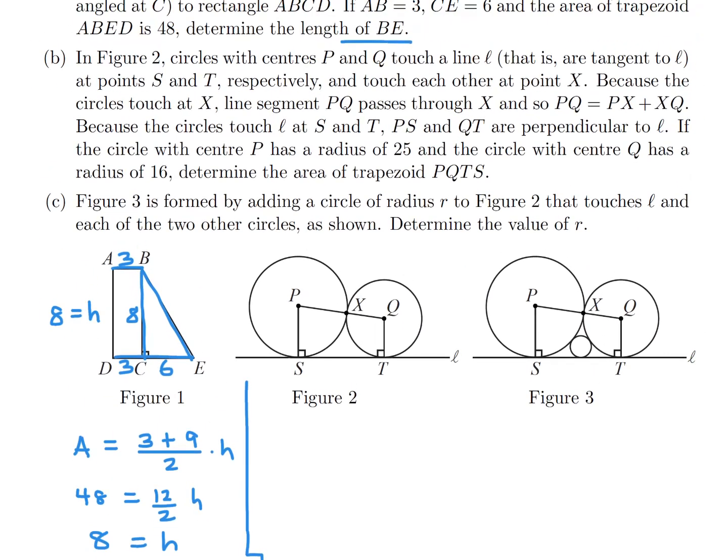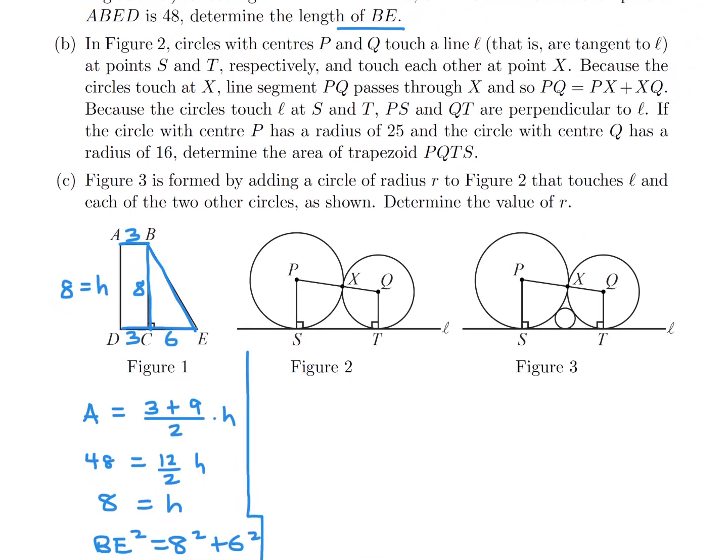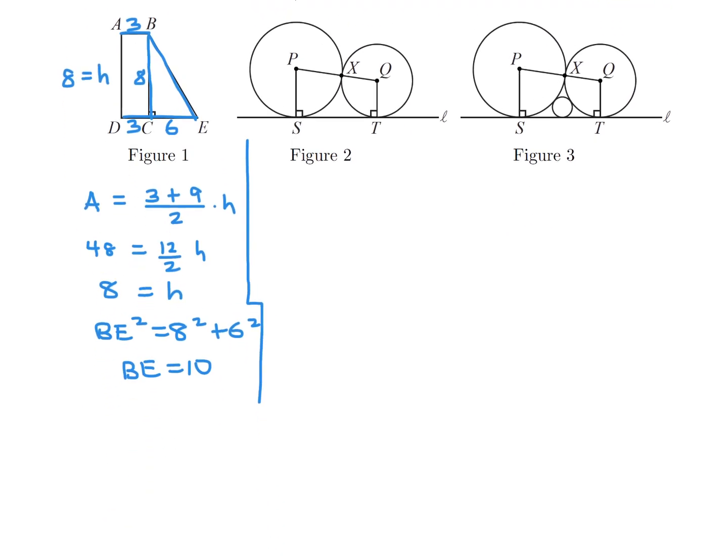Part B. In figure 2, circles with centers P and Q touch a line L at points S and T. Together they touch at X. Because the circle touches at X, the line PQ passes through X, so that PQ is equal to PX plus XQ. Because the circles touch L at S and T, PS and QT are perpendicular to L. If the circle with center P has radius 25 and the circle with center Q has radius 16, determine the area of trapezoid PQTS.